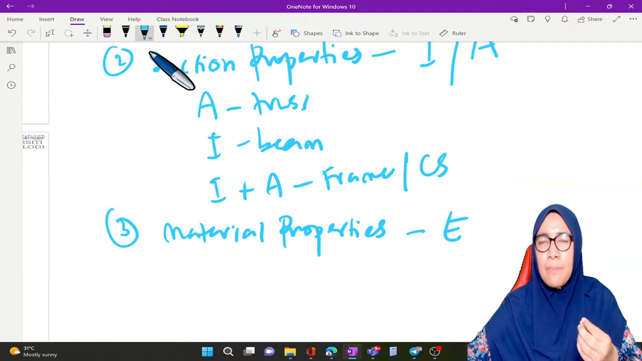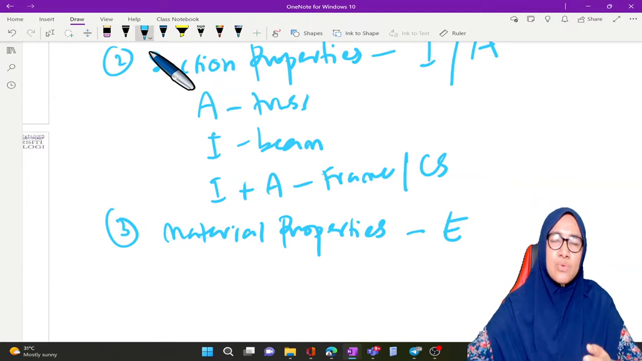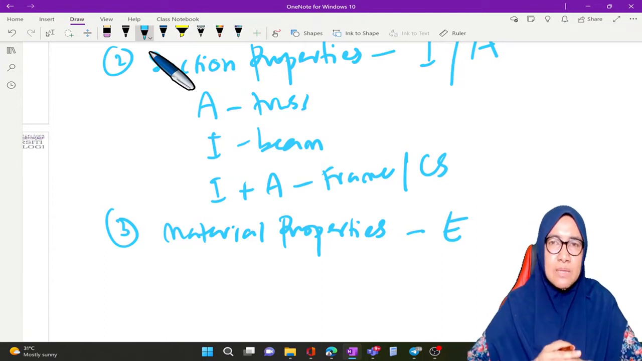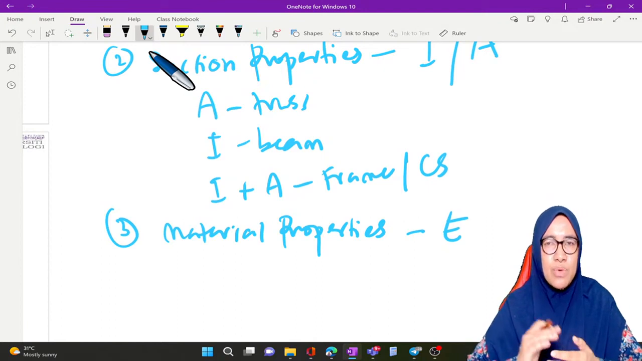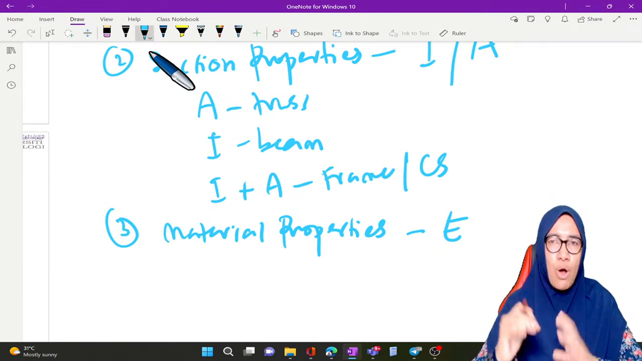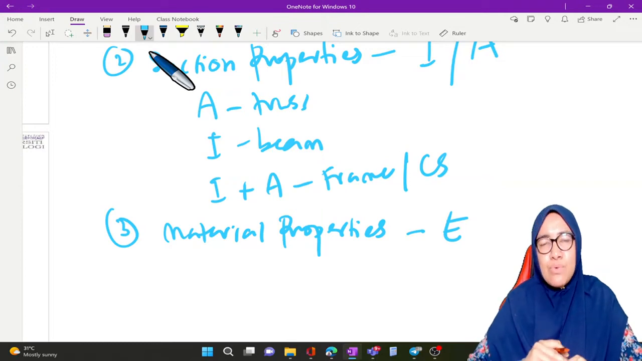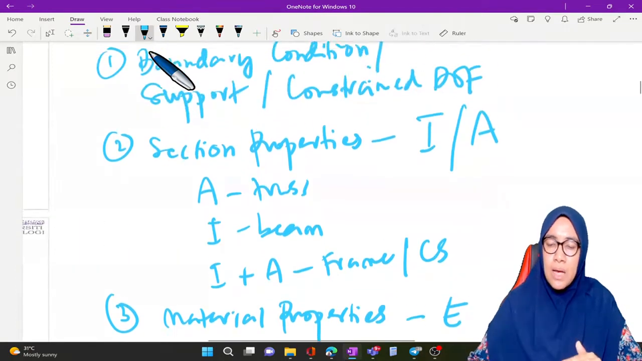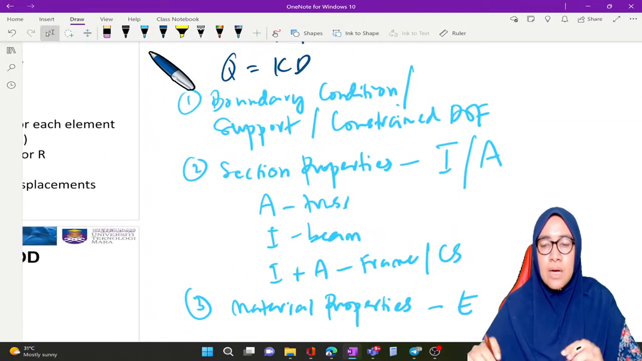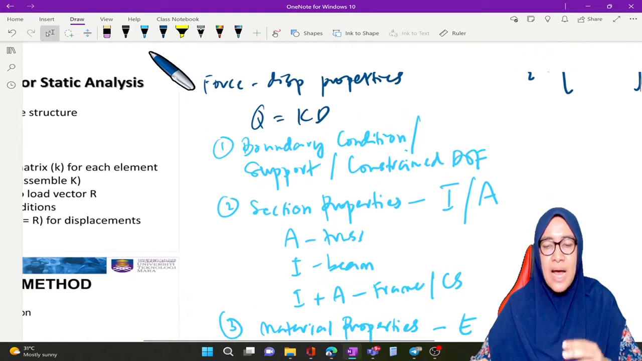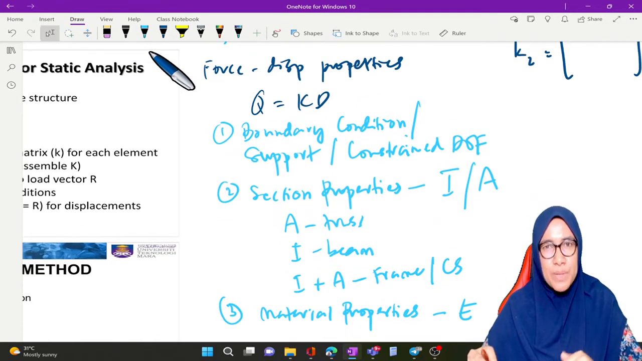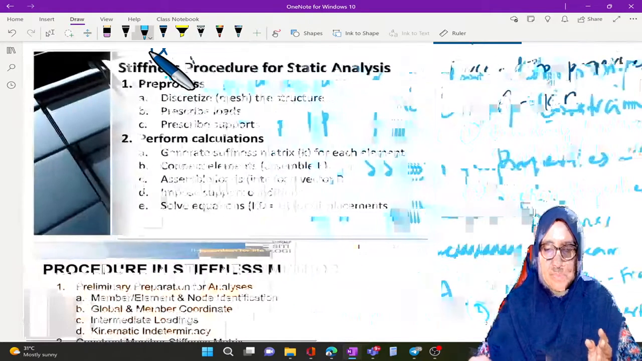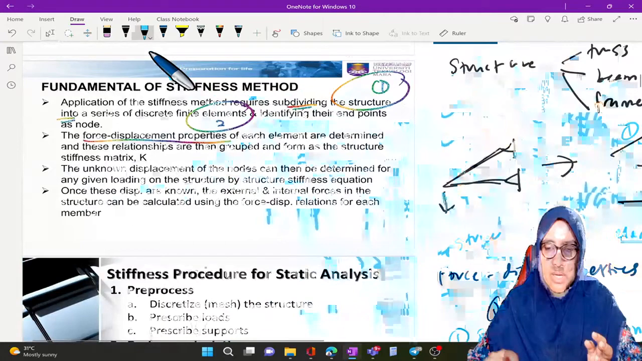That is why under the formula of displacement, as you have learned previously under the flexibility method or the unit load method, whenever we analyze displacement, we include all this. We have E inside the formula. We have I inside the formula, because all this is actually under force displacement properties.